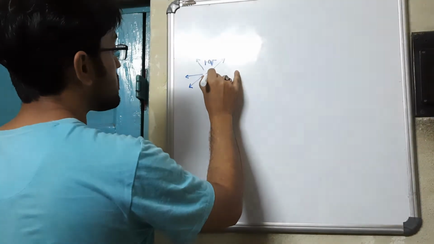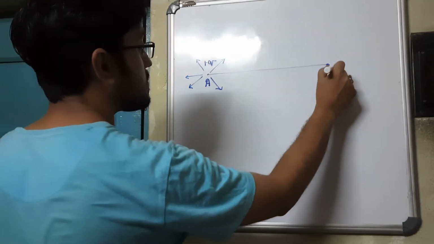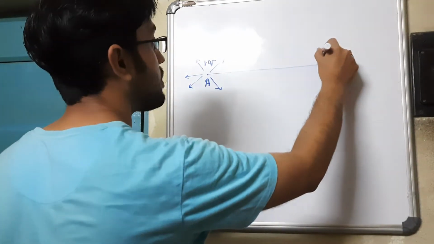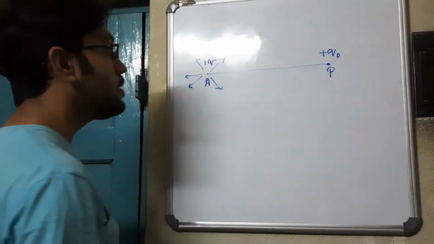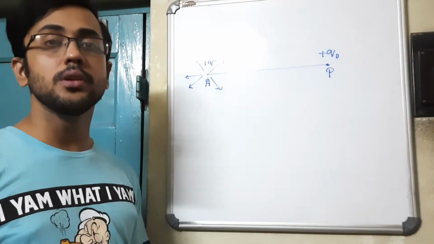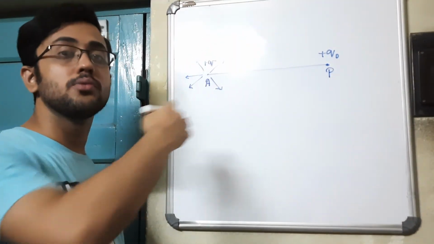Now along this straight line, let us consider another point P where we have a test charge plus Q naught. Now electric potential is defined as the amount of work we have to do in order to bring a charge from infinity to the point.